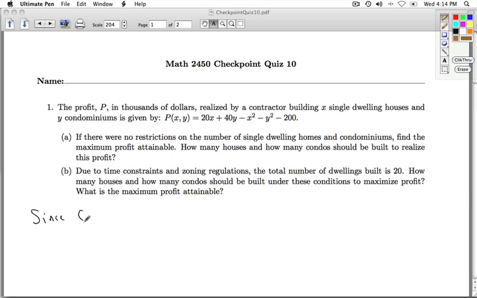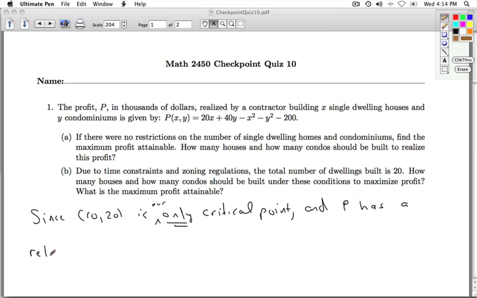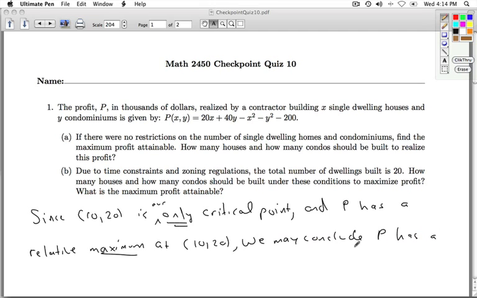So since 10, 20 is our only critical point, and P has a relative maximum at 10, 20, we may conclude P has an absolute maximum at 10, 20.